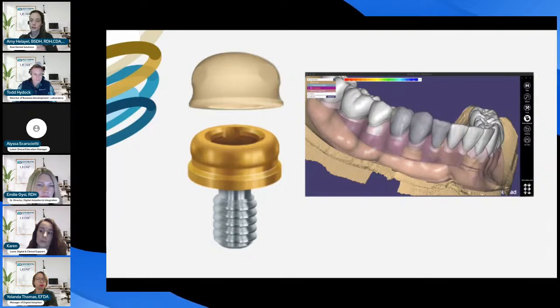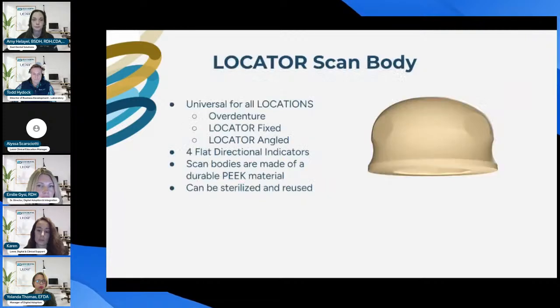We know scanners have a hard time capturing shiny surfaces or wet surfaces. So that's what this cap does: it mattes out where that locator abutment is and allows the scanner to pick that up. It also has the exact thickness of the scan body to allow the laboratory to fabricate the prosthesis with the recesses already in it. So you don't have to guess how big of a recess you have to fabricate to allow for the housing to be picked up.